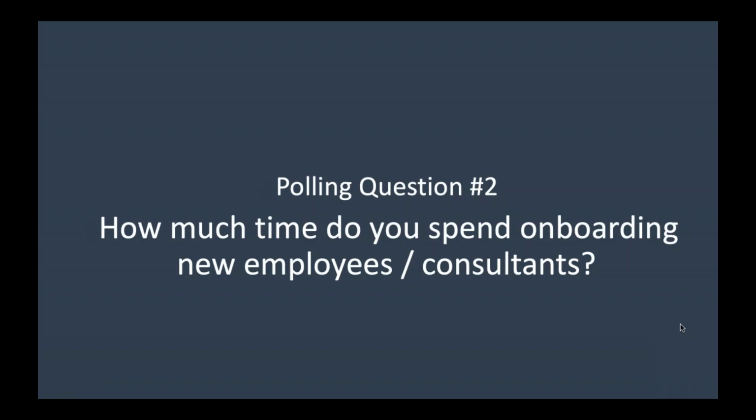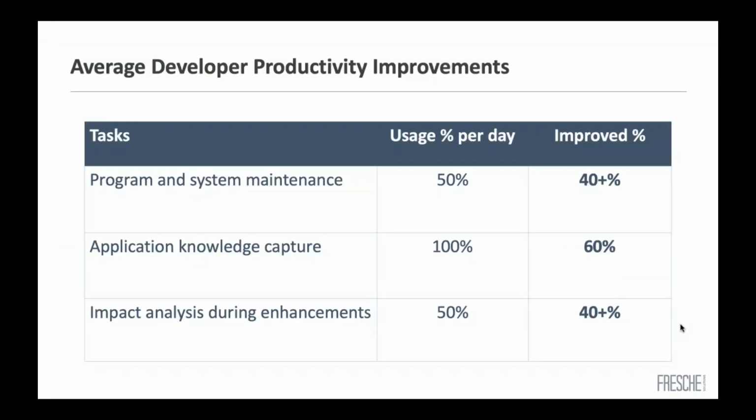But let's go ahead and resume what we were discussing here. So these are the areas that the typical developer is going to spend his time on. So program and system maintenance, understanding the application, and what kind of impact analysis do I have when I'm making an enhancement. So these are the numbers that have been reported to us.